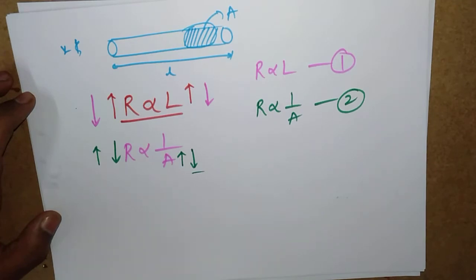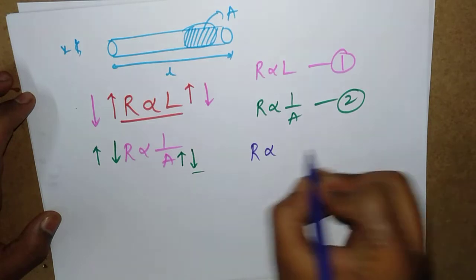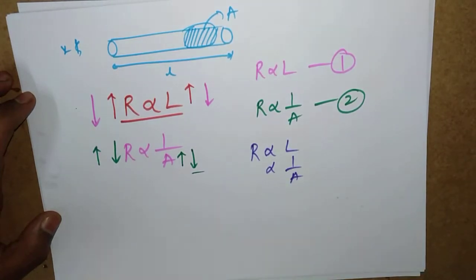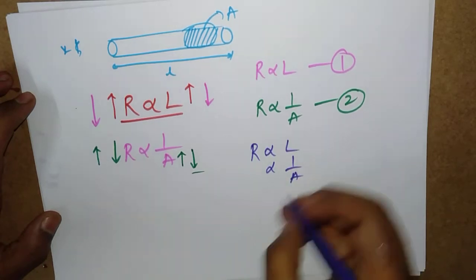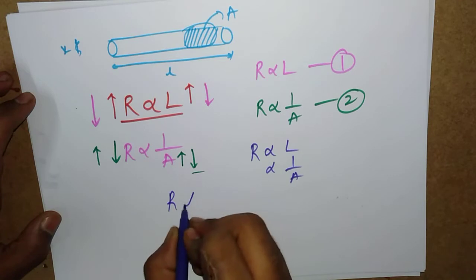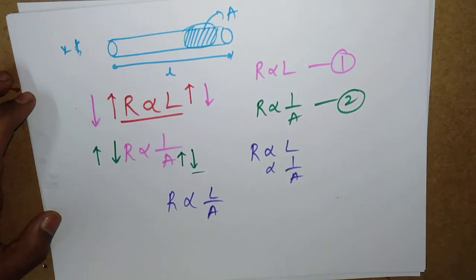Then equating these two equations we will get R is directly proportional to L and inversely proportional to cross sectional area. Then I'm merging these two expressions. अब यहाँ पर इन दोनों को मिलाने के बाद R is directly proportional to L by A.